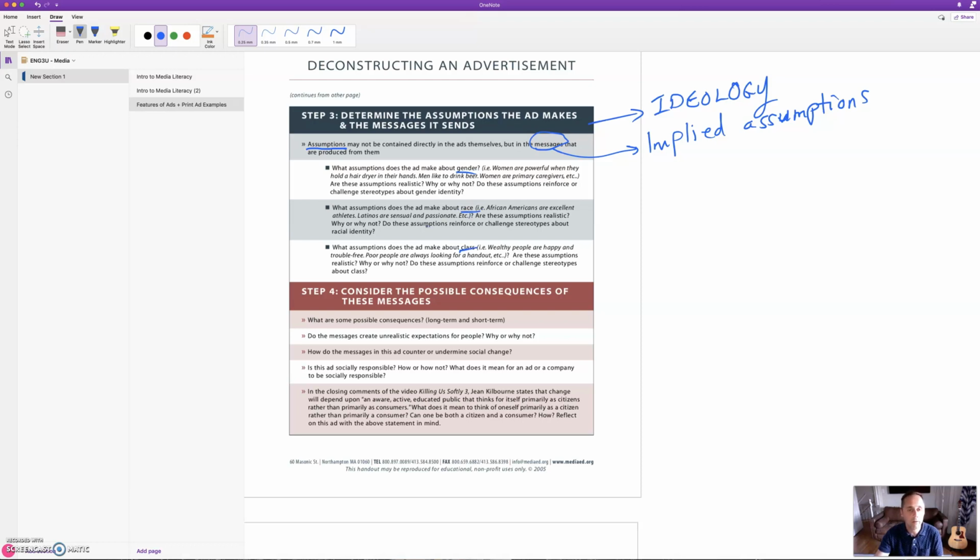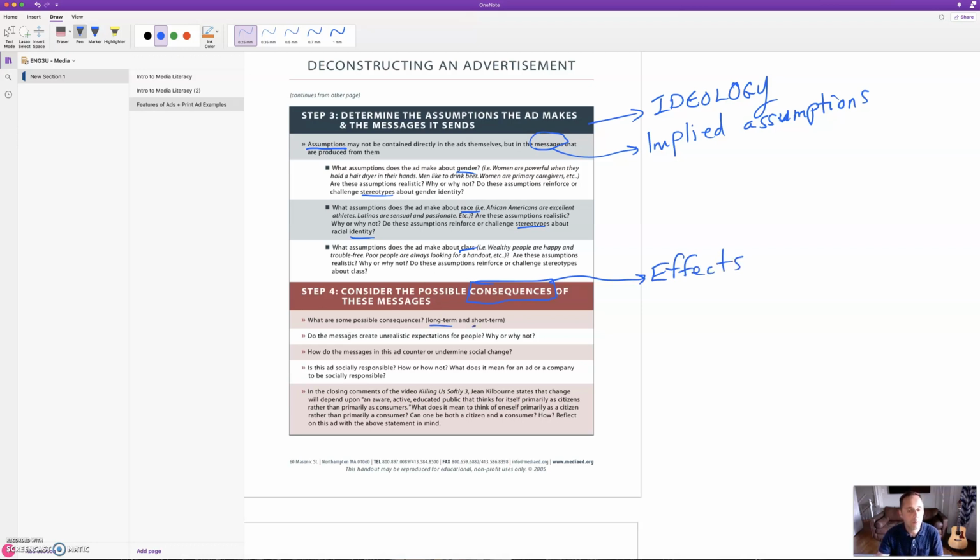So again, common things to look at are gender, race, and class. That's not all you need to look at, but those are three very, very common things, especially in the social justice culture that we're living in. These are three areas that people like to focus on. So you're thinking about things like stereotypes and identity issues that might be reinforced in any of those three categories. Now, think about the consequences, which also have to do with the effects of these messages.